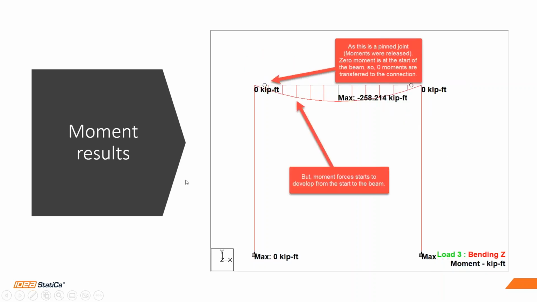But once you turn on the moments results and you show that, as this is a pin joint, the moments are 0 at the start of this member and at the end, right? But the moment starts to develop along the beam, and the maximum moment will be at the center of this member, right? So that is why IDEA StatiCa is showing this moment in that member, because we are not focusing just on this tiny node over here.